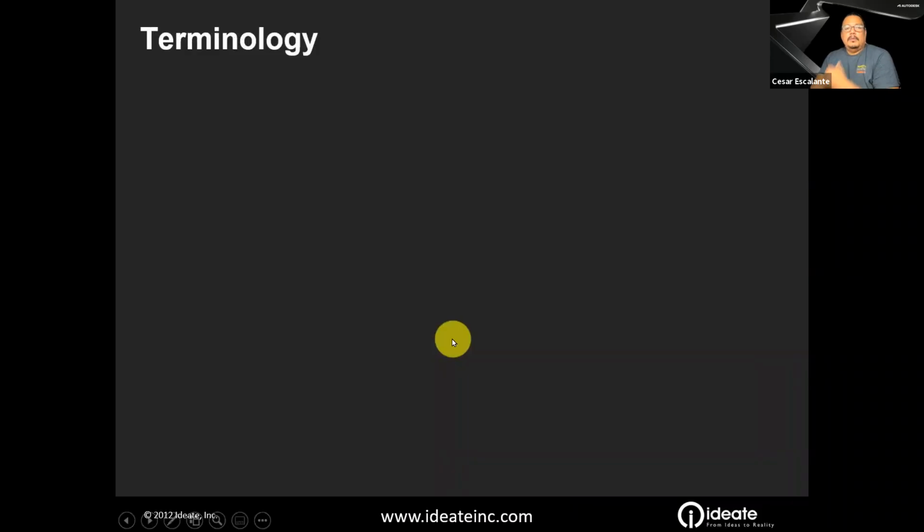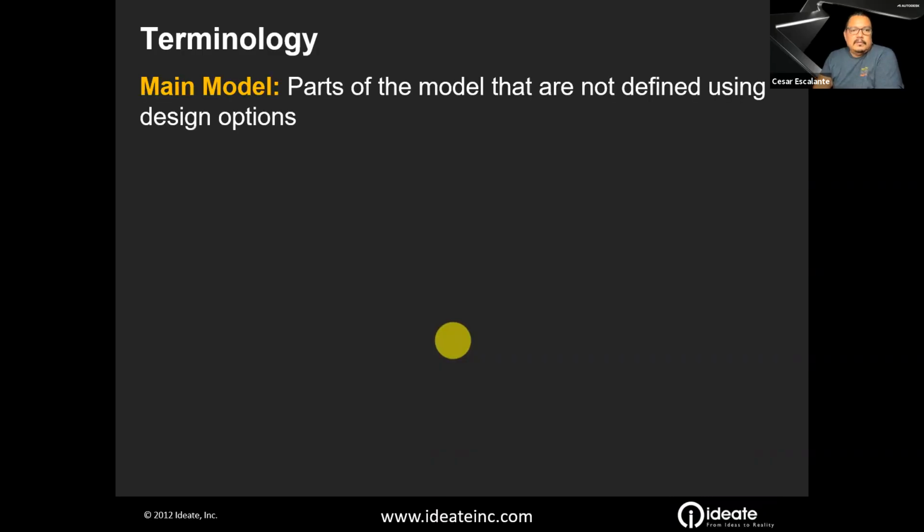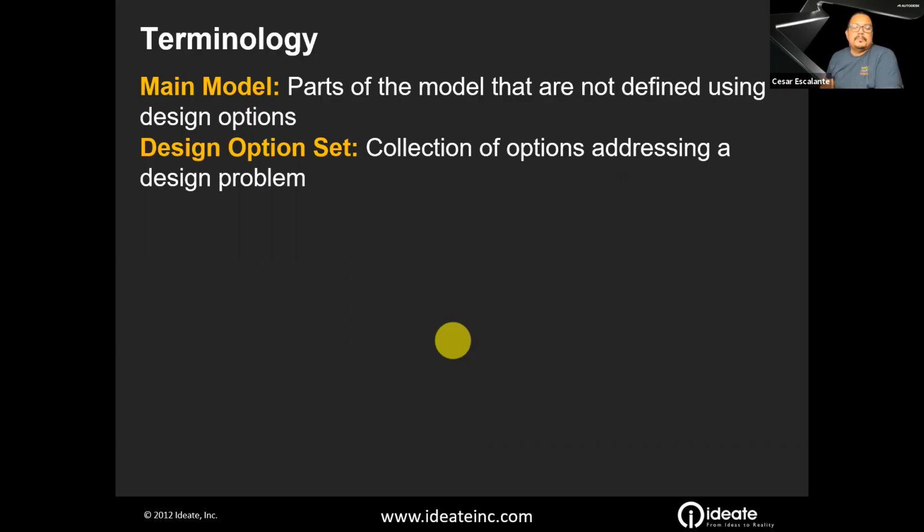Let's look at some terminology about design options. And I'm going to make a copy of this in PDF as well and put it in the Google Drive. And when we work in design options, the main model is everything in this model that will not be used as design options. I think that's pretty straightforward. It's the rest of the geometry, everything that is not a design option.